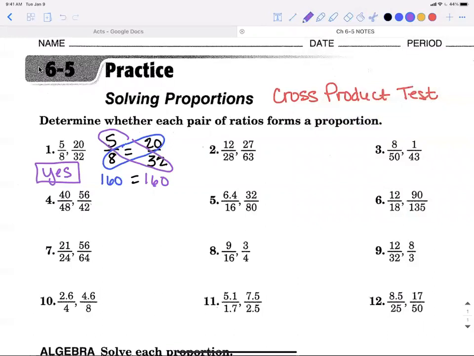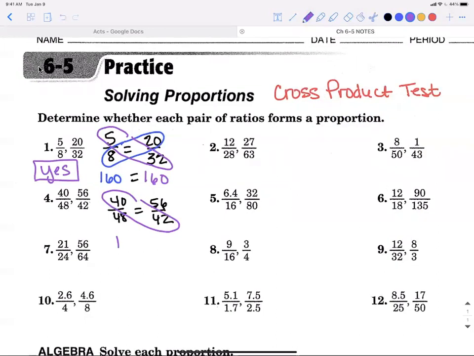Okay. So if we look at number 4 and we set up 40/48 equals 56/42. I'm going to cross multiply. So I'm going to multiply 40 times 42, which is 1,680 equals, and then I'm going to multiply the other way, 48 times 56, and I get 2,688. So what's my actual answer that I circle here? Yeah, it's just the word no. It is not proportional because it doesn't pass the cross product test.